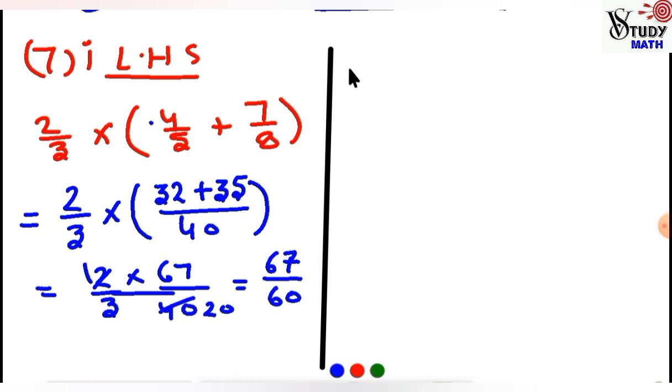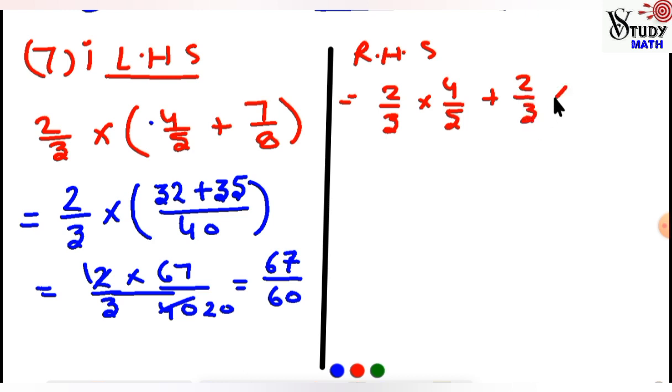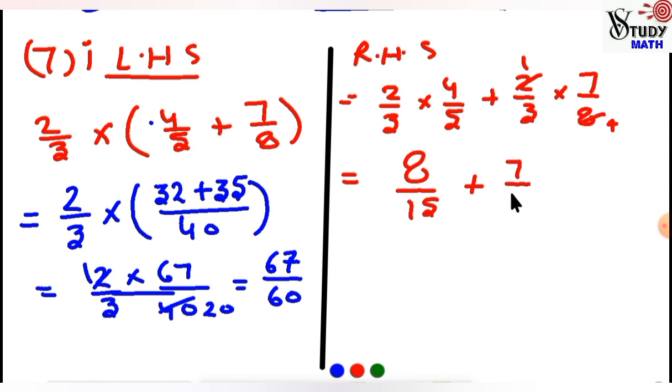The right hand side is given here. 2 by 3 going to multiply 4 by 5, positive 2 by 3 going to multiply 7 by 8. So now there is no common factor in the first term, so that becomes 8 by 15, and in the second term, 2 1 ja 2 and 2 4 ja, we have 4 by 12.